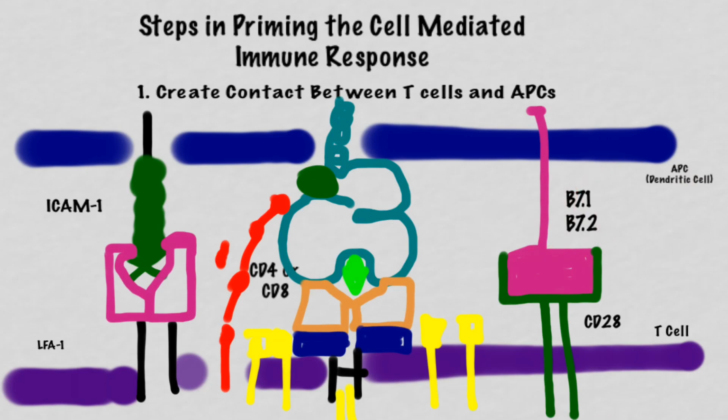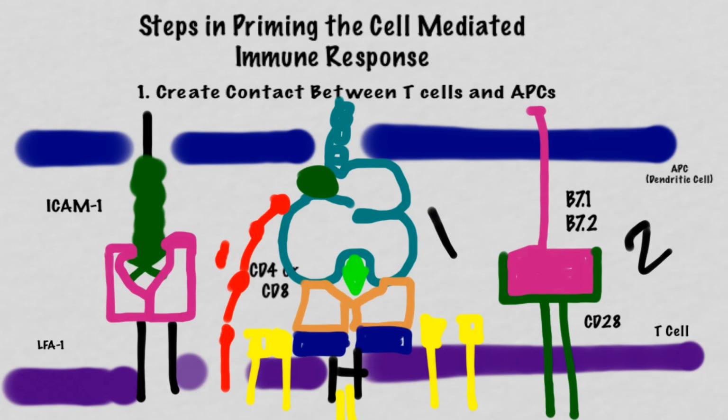B7 will interact with a molecule known as CD28 on the surface of the T cell. When this ligation occurs in the presence of the correct antigen with MHC and TCR interacting, you have signal 1 and now signal 2 of T cell activation. At this point, your T cell is activated.